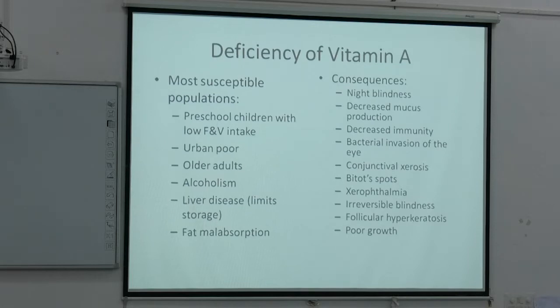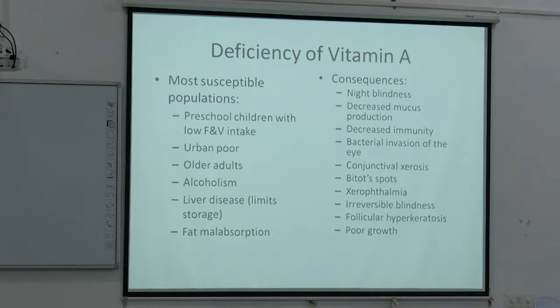Liver disease limits storage. Now this is a problem. Too much alcoholism, too many other infections, liver infection can cause liver damage, irreversible liver damage. So their liver cannot store. Fat malabsorption. Can you name any condition where fat is not absorbed properly? Any condition? Obstructive jaundice. Intrahepatic or extrahepatic obstruction, biliary obstruction.